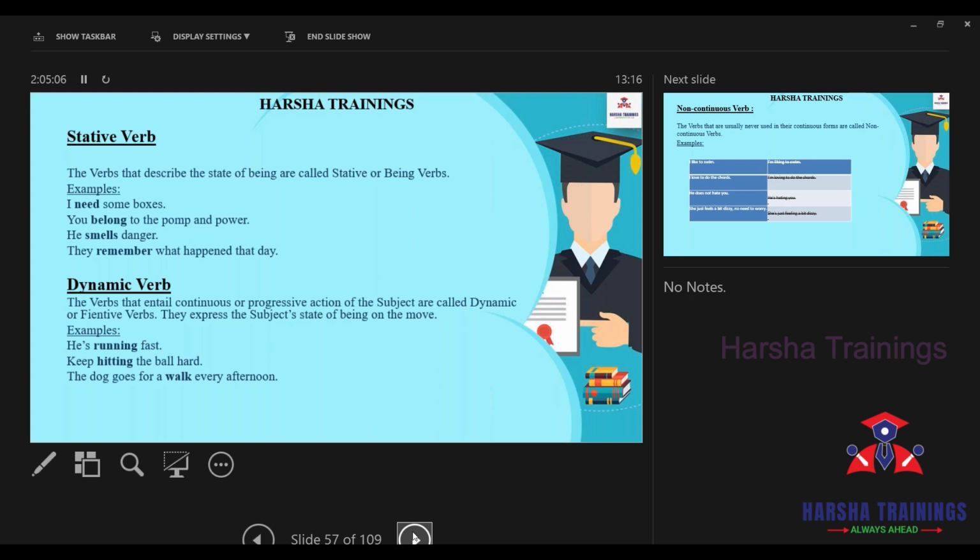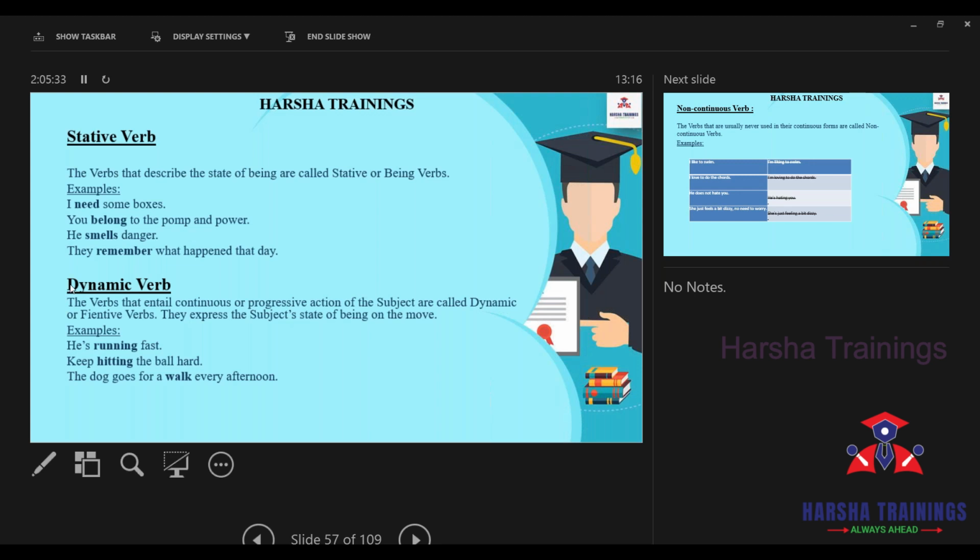Now coming to stative verbs. What are stative verbs? They describe the state of being. For example, need, belong. I need some boxes. I need some chocolates. I need some books. You belong to the pomp and power. Concentrate on belong.